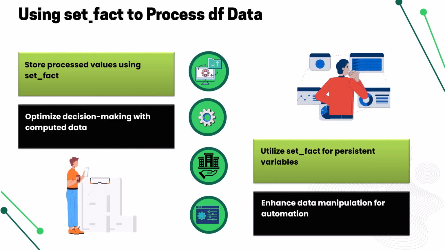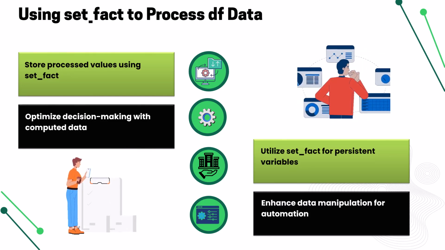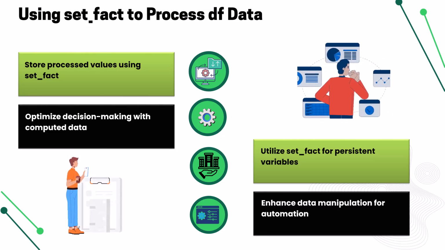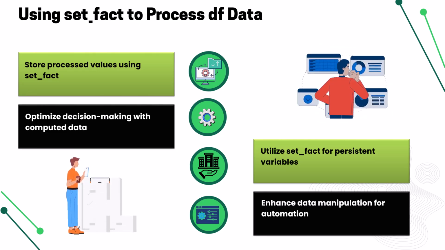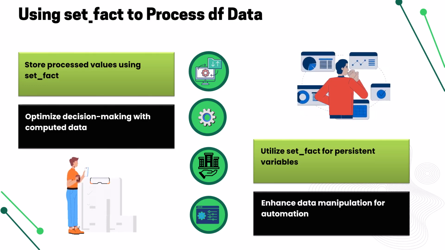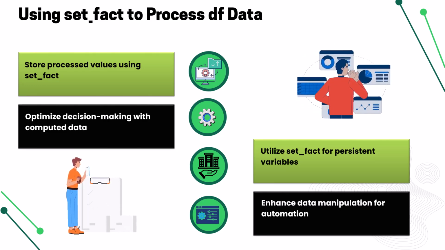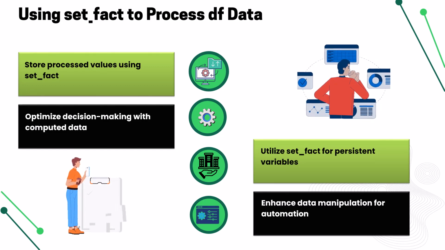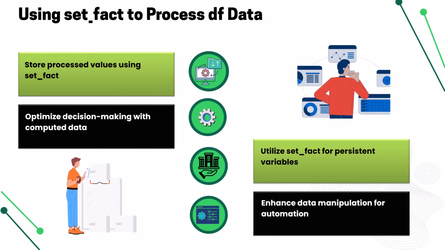Set_fact is basically Ansible's magic trick. It takes processed DF data and makes it persist across tasks. By storing values intelligently, we streamline automation workflows and make informed decisions effortlessly. Plus, it keeps our playbooks neat and structured. So let's wield set_fact like a pro and turn our disk data into pure automation gold.